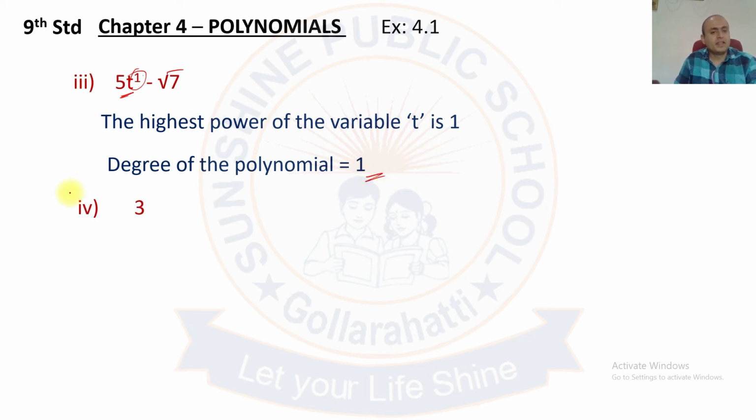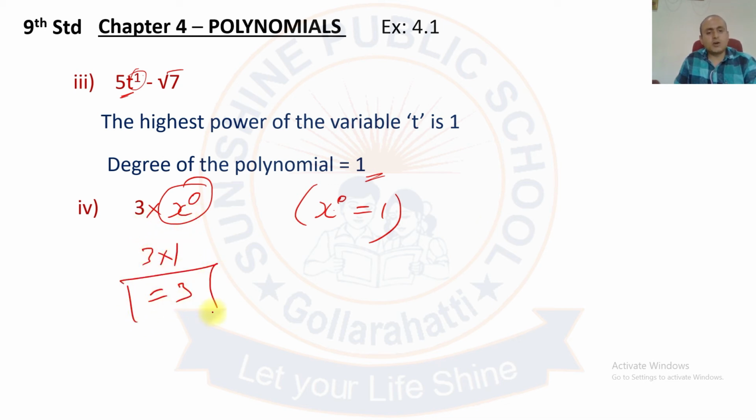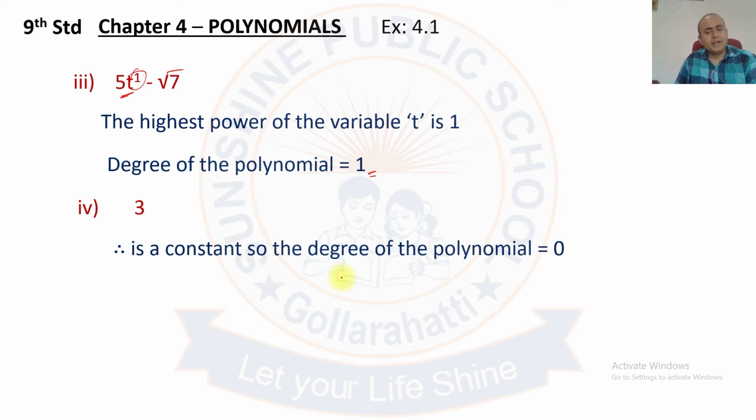Next question, 3. Here I cannot see any variables. Therefore, I can write the degree of the polynomial is 0 because 3 can be written as 3 into x to the power 0, and the value of x to the power 0 is equal to 1. When you solve this, 3 into 1 is equal to 3, and 3 is a constant. Therefore, the degree of the polynomial is 0.